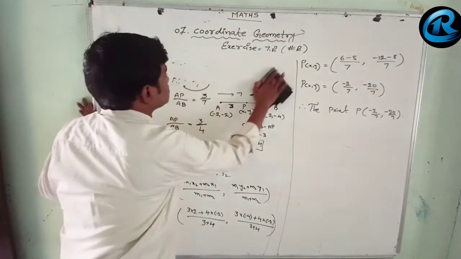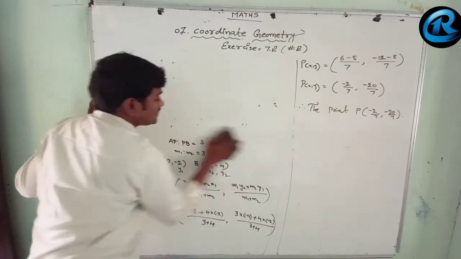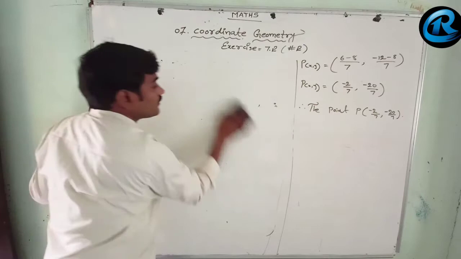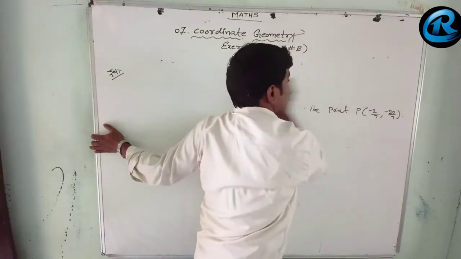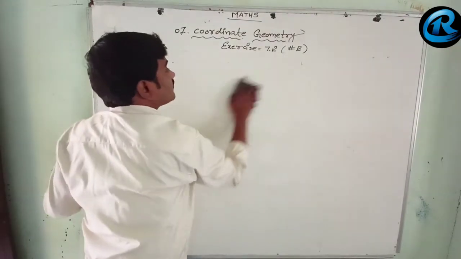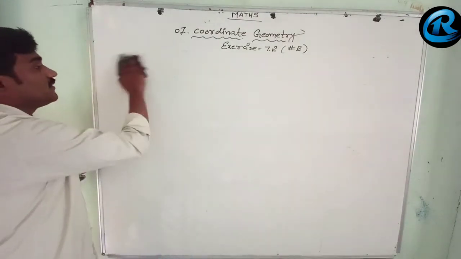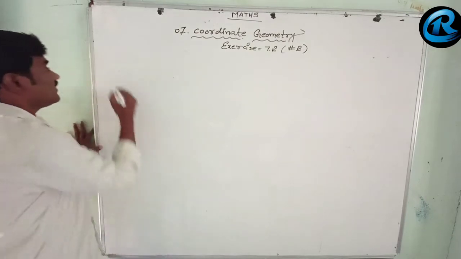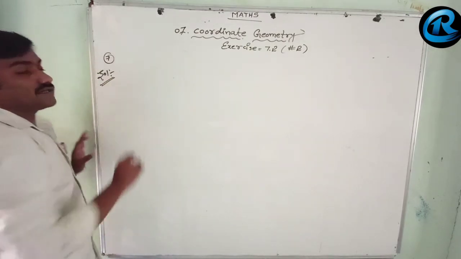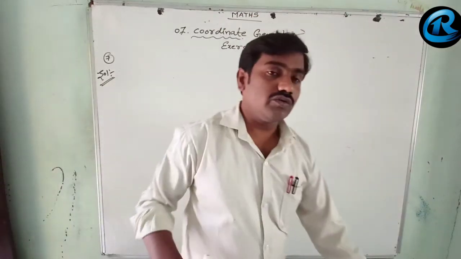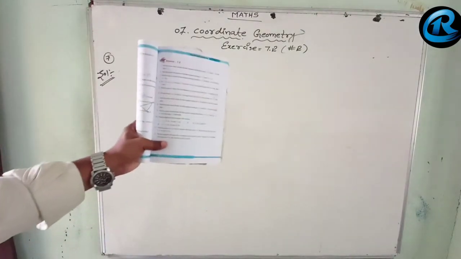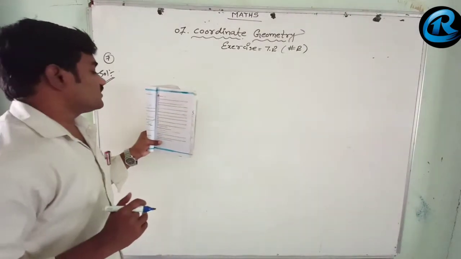Let's go for the 7th question. The 7th question and 8th question are very similar questions and very easy. I will tell you that the 7th and 8th questions we can do in 2 different methods. One is by the midpoint formula, otherwise you can use the section formula. Any one we can use here. Either we can go for the midpoint formula or section formula.